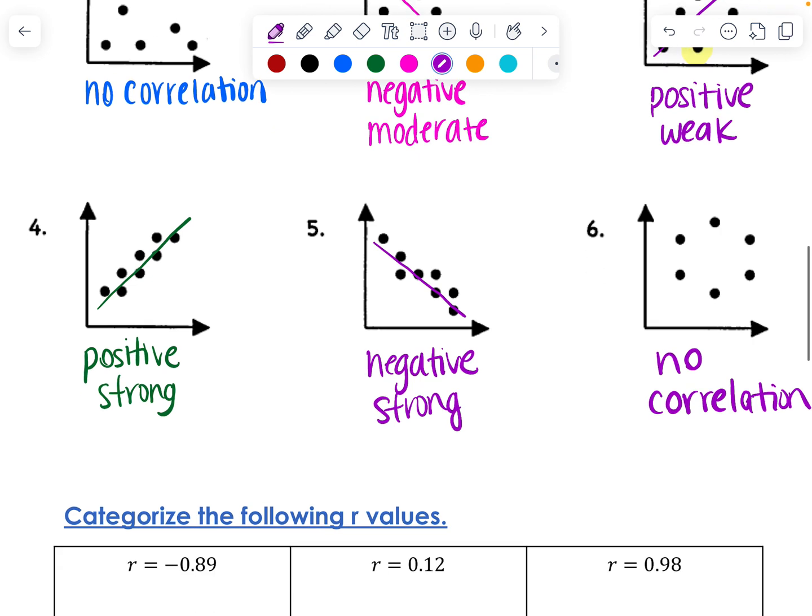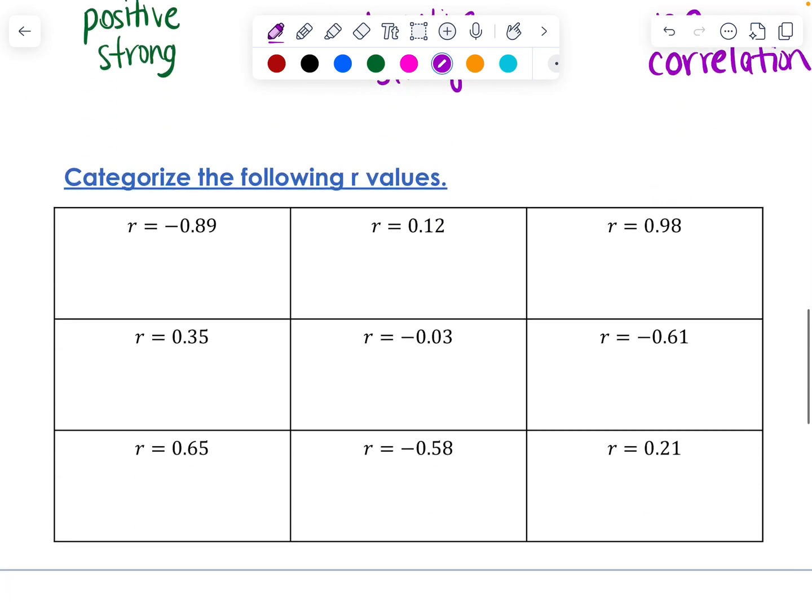And lastly, we're going to take a look at some numbers. So as we mentioned before, the closer that it is to positive 1 or negative 1, the stronger it is. If it's really close to 0, that's weak. And if it's around that halfway point or leaning towards our 0, that's going to be our moderate. So let's take a look at some examples.